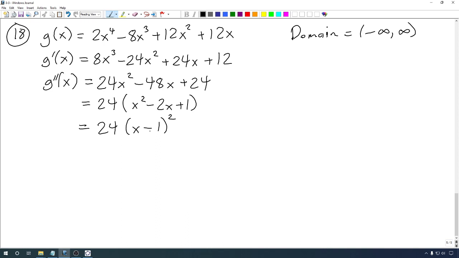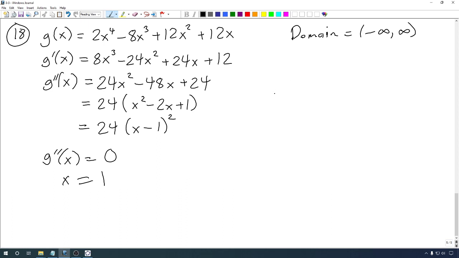But the point here is that when we want to set this equal to 0, because that's where we're going to find the inflection points, or potential inflection points. If we set this equal to 0, normally we go ahead and try to factor it, but I've already done that. 24 isn't going to change anything. The x minus 1, though, is only going to be 0 when x is equal to 1. So x equals 1 is my only inflection point.